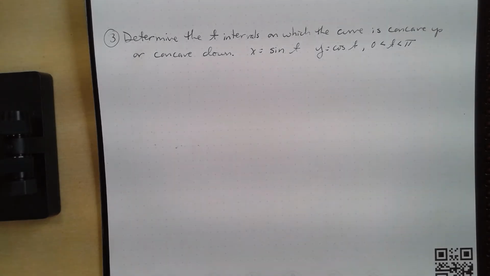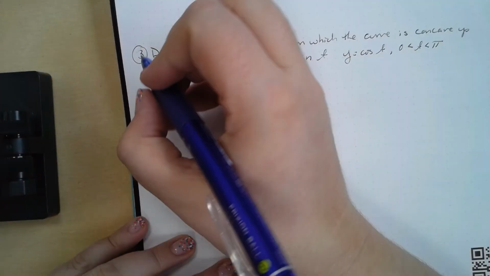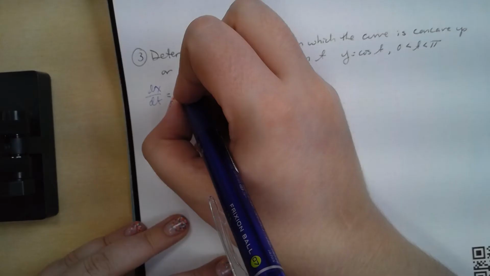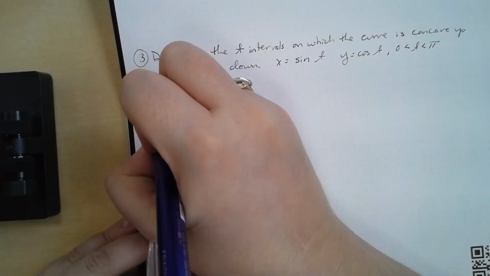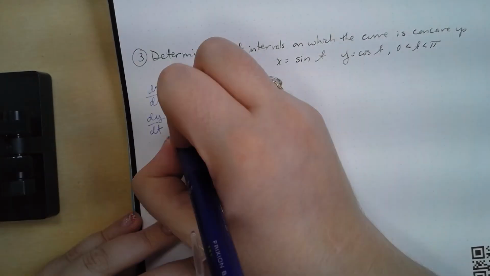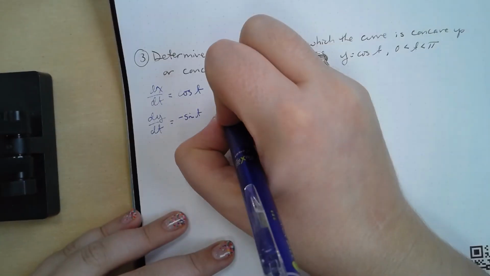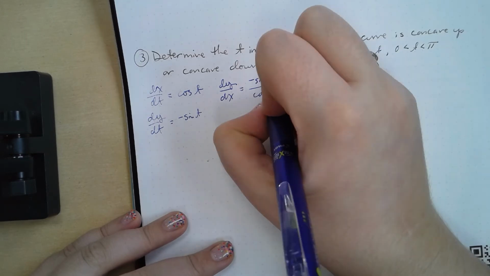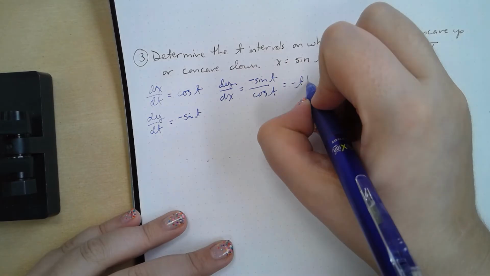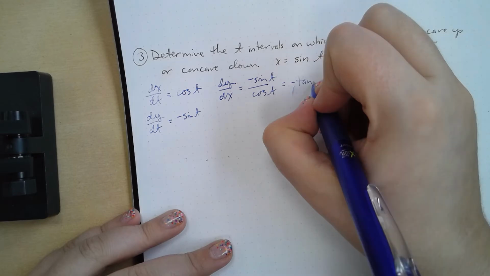So first we need to find our derivative. So dx over dt is going to be equal to cosine t, right? Derivative of sine is cosine. And dy over dt is going to be negative sine of t. That's easy. So our dy over dx is equal to negative sine of t over cosine of t, which interestingly enough is negative tangent of t. Okay.